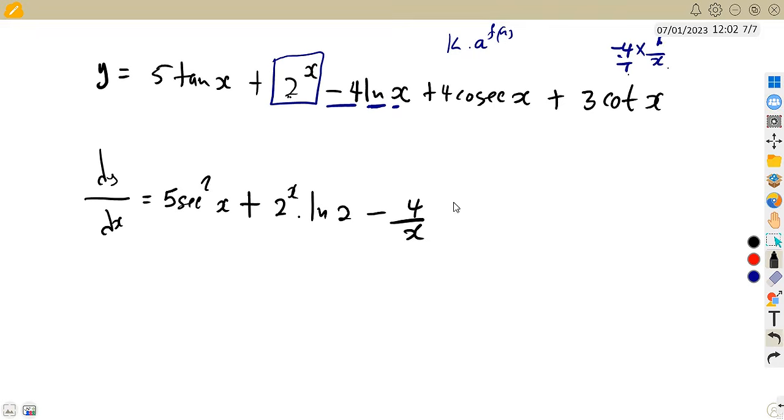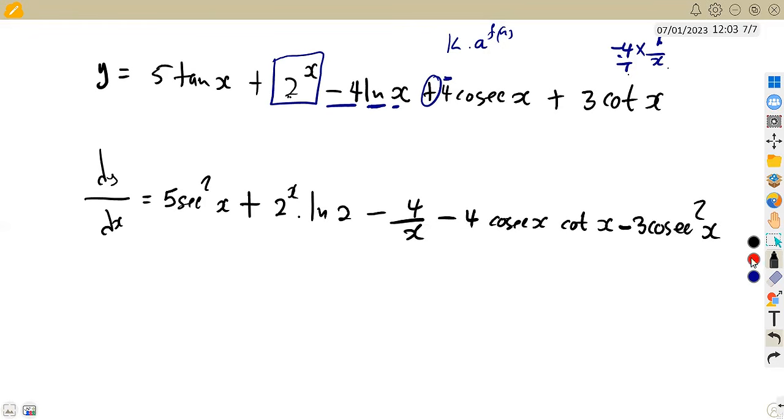All right, then we move on to cosec. Remember, cosec, we have it again on our formula sheet, which is negative cosec cot x. But there's a +4 that we have. So that will be a negative and a positive, which is going to give us -4 cosec x cot x. We are given this direct on your formula sheet also. Then the derivative of cot, you're also given on your formula sheet, which is negative cosec squared. But there's a +3, so it's going to be -3 cosec squared x. So this is the derivative that you're going to have at the end.